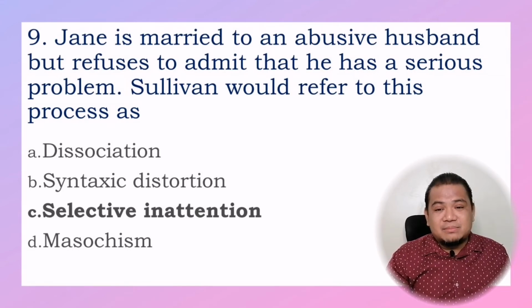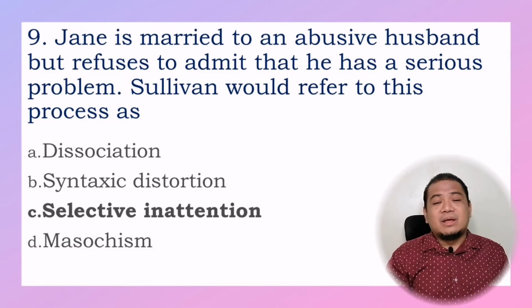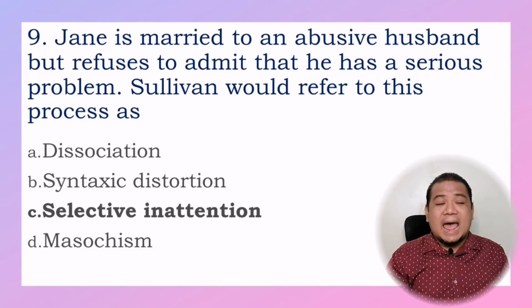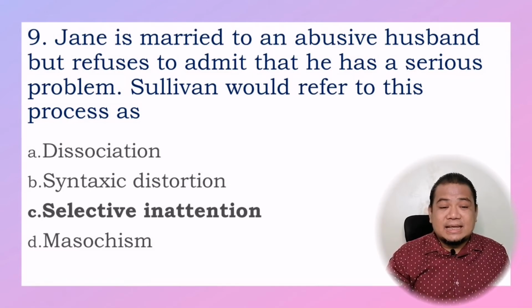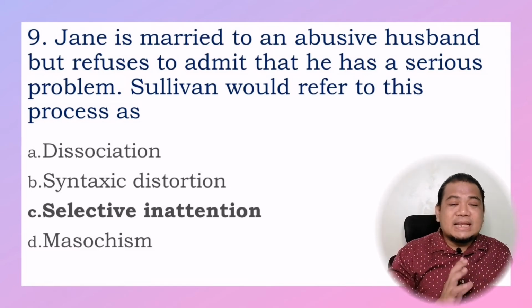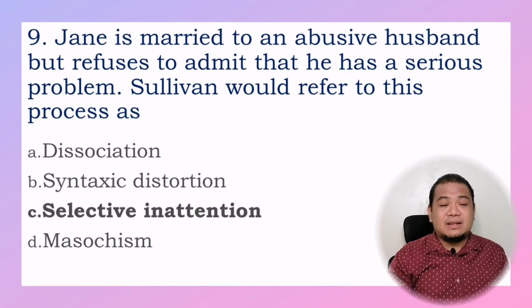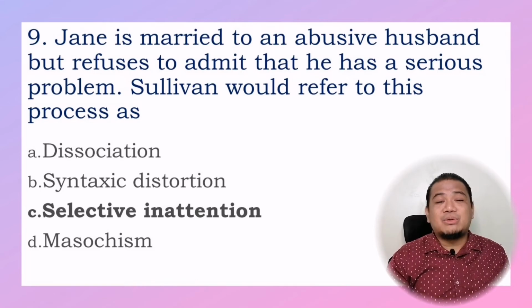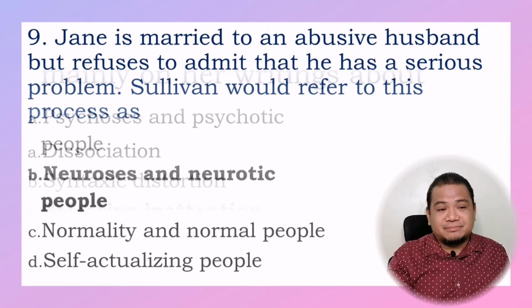Number 9. Jane is married to an abusive husband but refuses to admit that he has a serious problem. Sullivan would refer to this process as letter C, selective inattention. Selective inattention is a refusal to see those things that we do not wish to see.